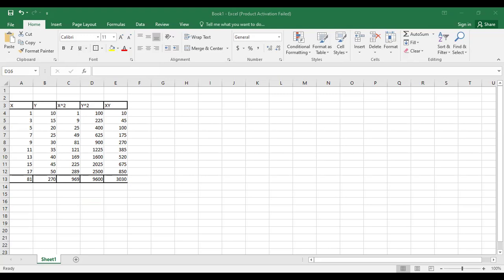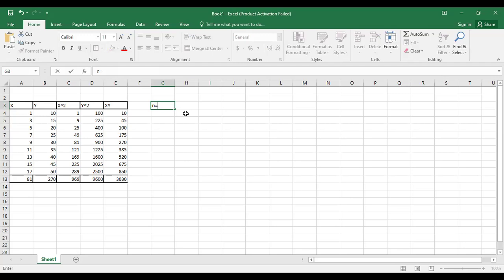n open brackets, the summation of xy, close the bracket. Okay, sorry, just a minute. The other issue that we haven't dealt with is that we haven't sorted out what n is. So from your own judgment, what do you think n can be?